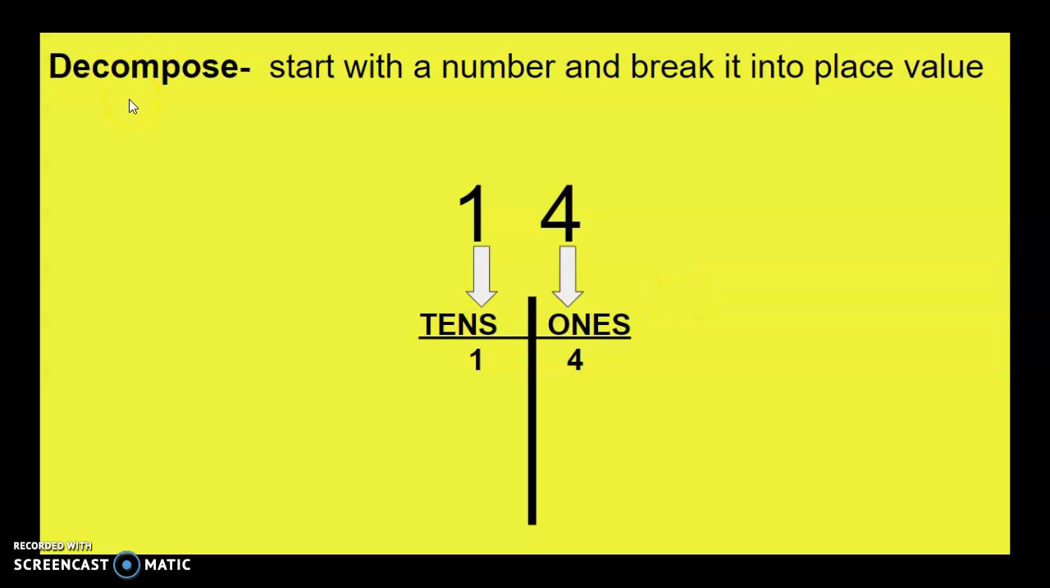Decompose. Say the word decompose. Decompose means that we start with a number and break it into place value. So here's my number 14. That means I have 1 10 and how many ones? 4. You are exactly right.